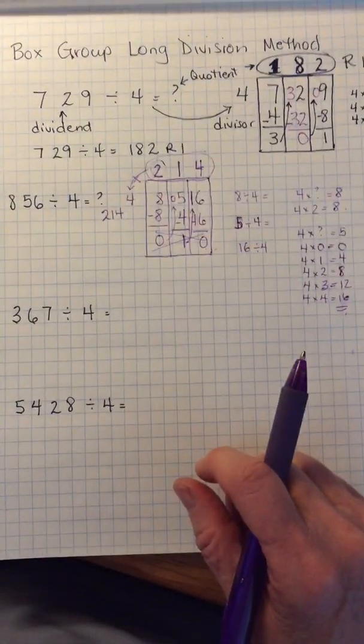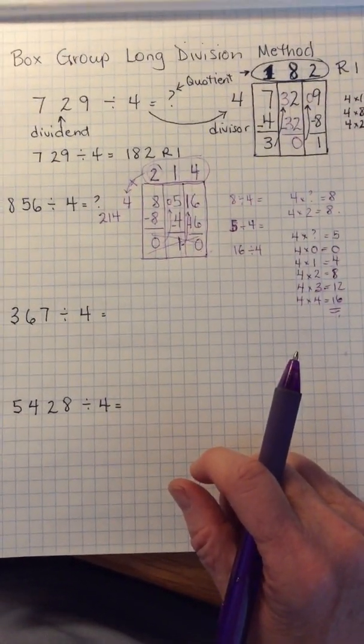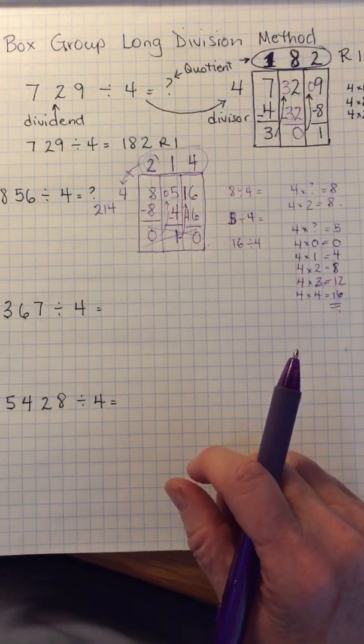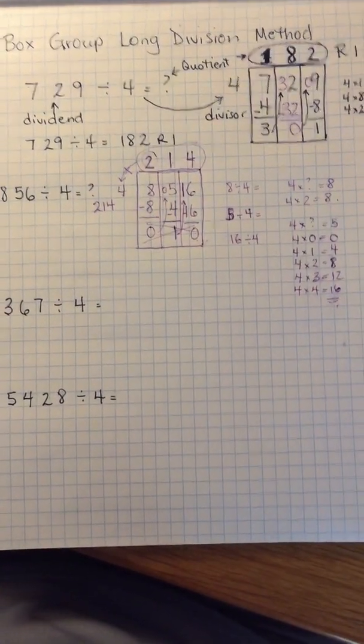Okay? So this is how we do the box group method for doing long division. Okay? We're going to try and do some yourselves now.